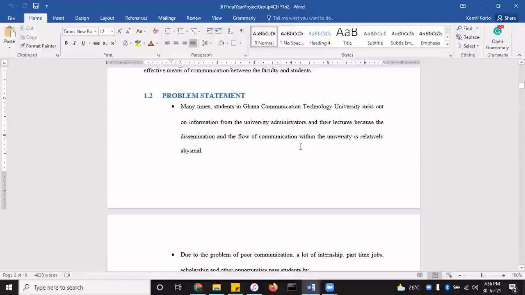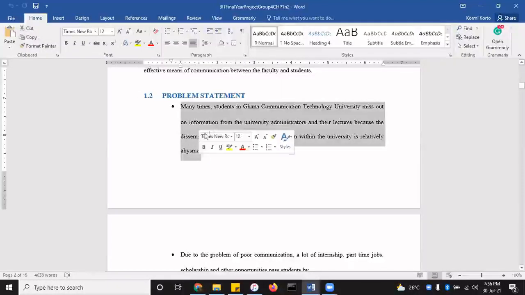Information relay between students and the university administrators or various departments is very, very poor within a university body or community. That's what he's trying to say here. So that's one of the problems.